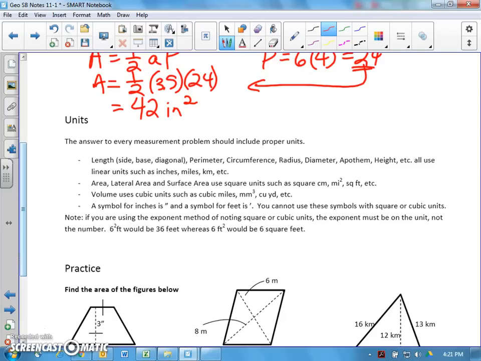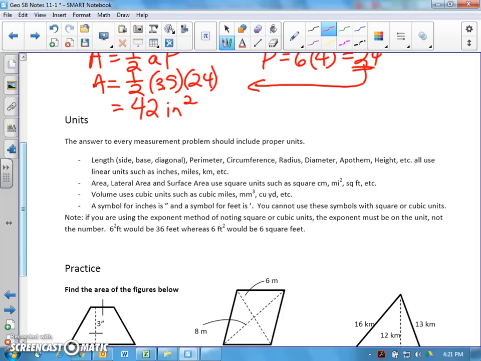Okay, and there's some examples listed there. Volume is always in cubic units. Your symbol, the little tick marks, we use a single one for feet and double for inches. The way I always remember it is to think of the plural of the word. Feet has 1 syllable, inches has 2, so we use 2 marks.